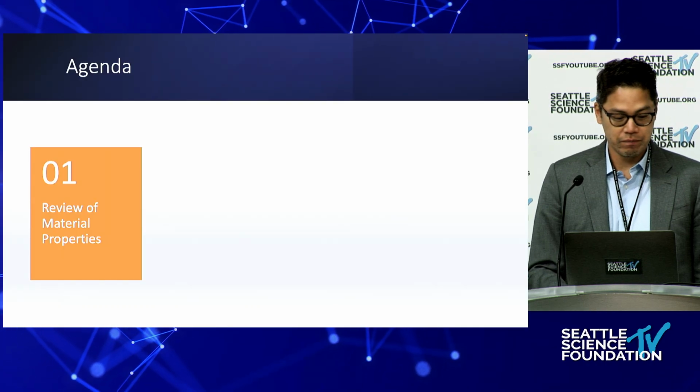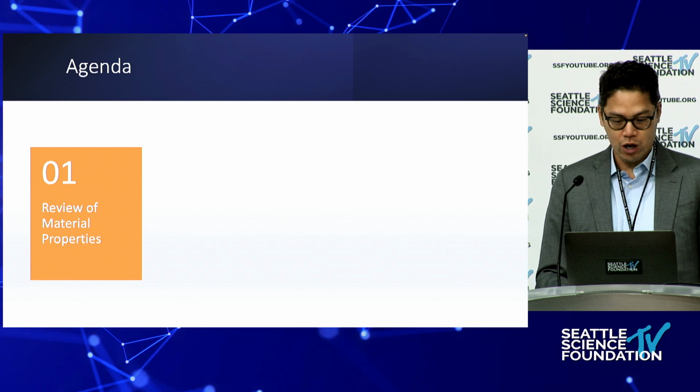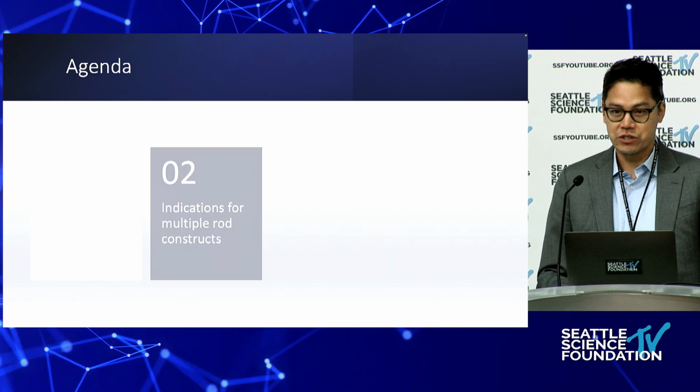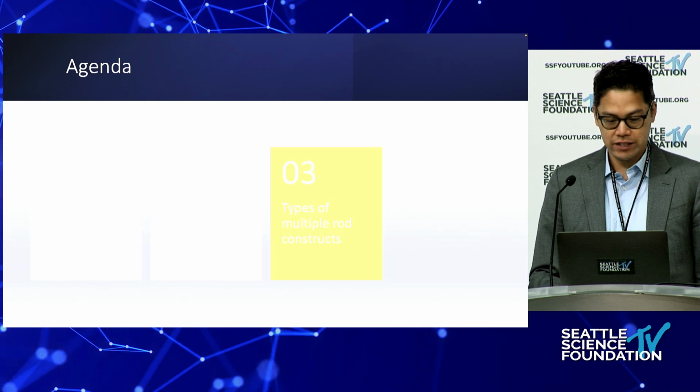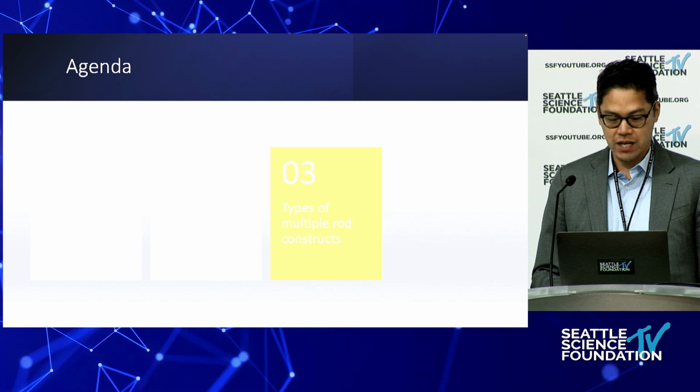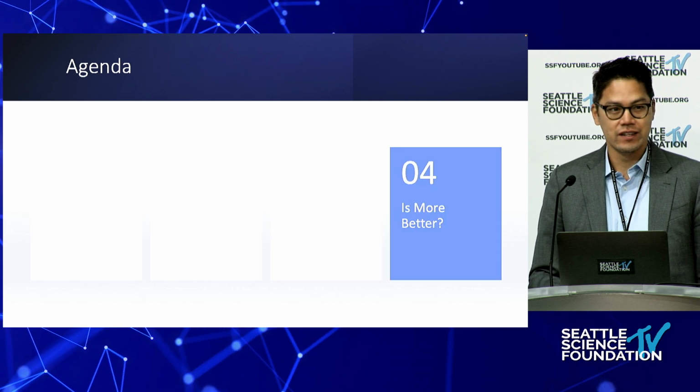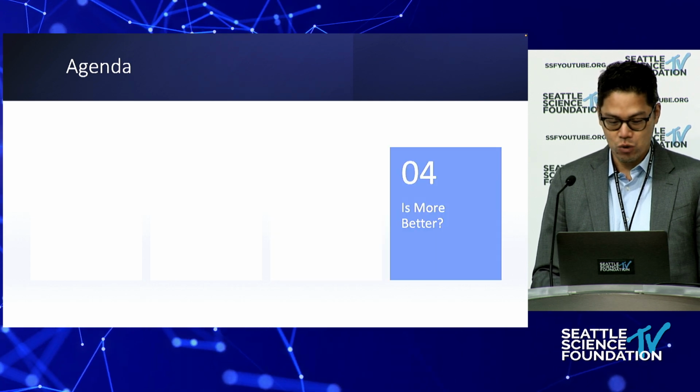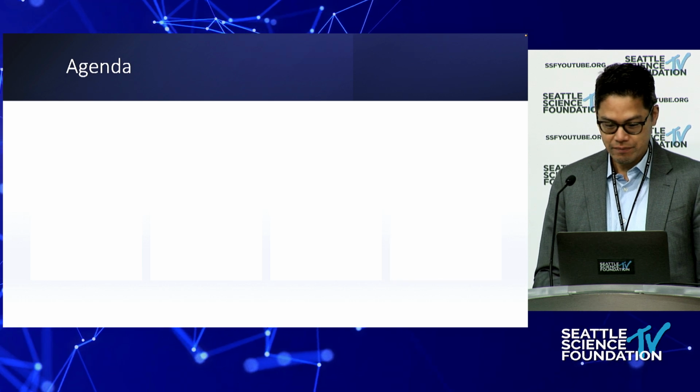Okay, so first we're going to review some of the basic material properties. Then we'll talk about some indications for multiple rod constructs. I'll show you some types and examples of multiple rod constructs, and then we'll address the question, is more necessarily better?